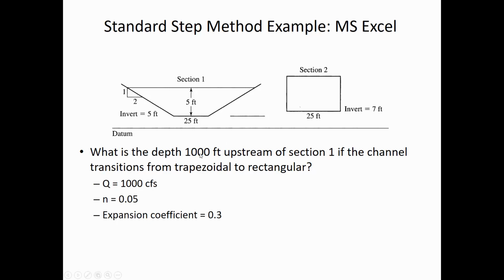So if we go 1,000 feet upstream of section 1, now the channel is no longer trapezoidal. Now the channel is rectangular. And so we want to know what's the depth. And this is pretty complicated because not only are we going upstream, but also the channel is changing its shape. It's making a gradual transition. Those sides are coming up gradually, and then it just reaches the rectangular cross section at 1,000 feet upstream.